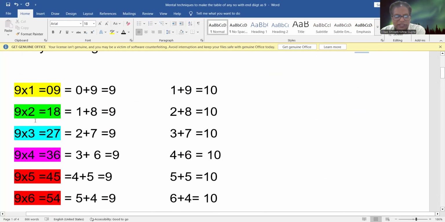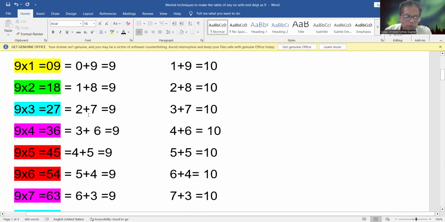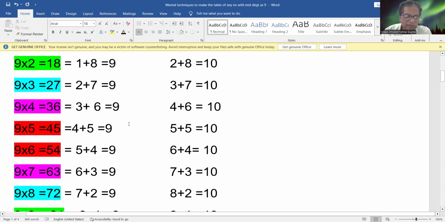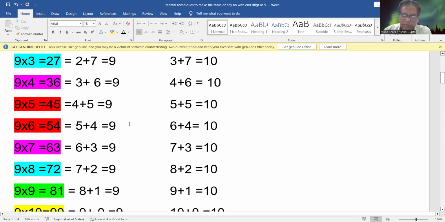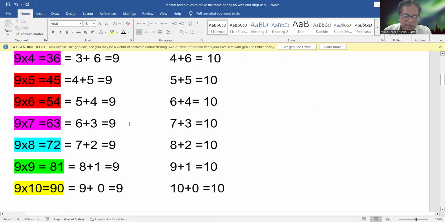Now what is the mystery in this table? Now you see, when you add the digits of any product like 0, 9, 0 plus 9 is 9, 1 plus 8 is 9, 2 plus 7 is 9, 3 plus 6 is 9, 4 plus 5 is 9, 5 plus 4 is 9, 6 plus 3 is 9, 7 plus 2 is 9, 8 plus 1 is 9, and lastly, 9 plus 0 is also 9. So what does that mean?